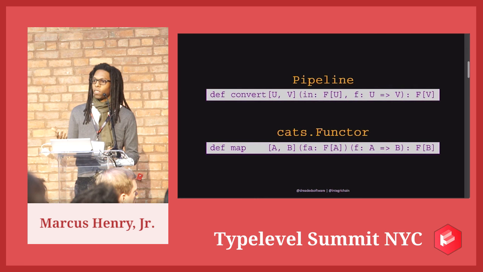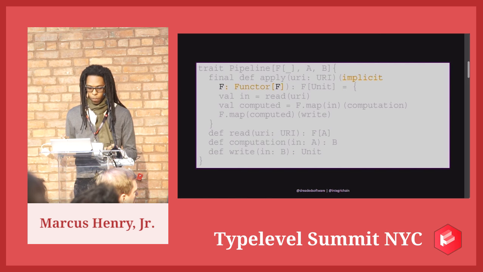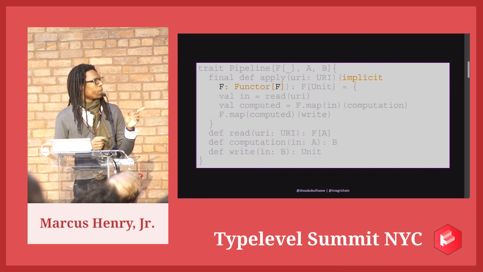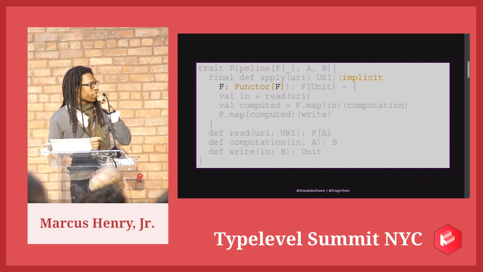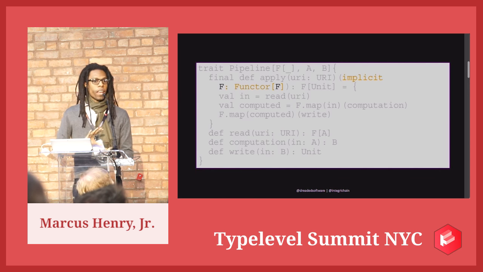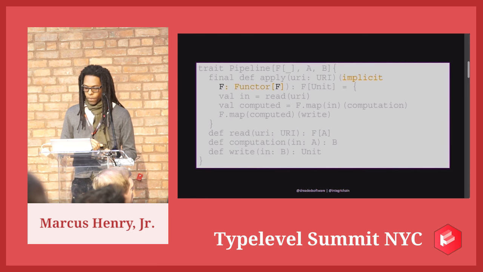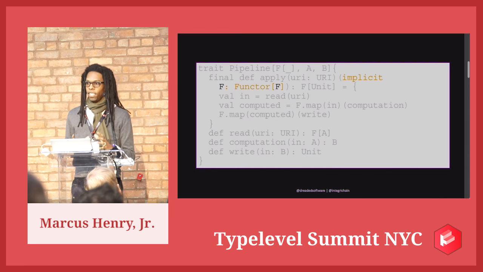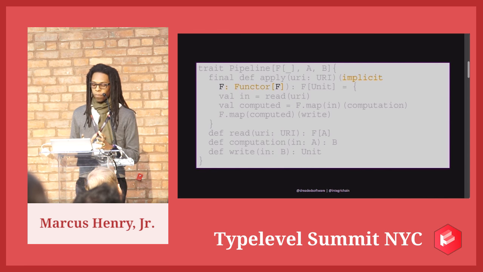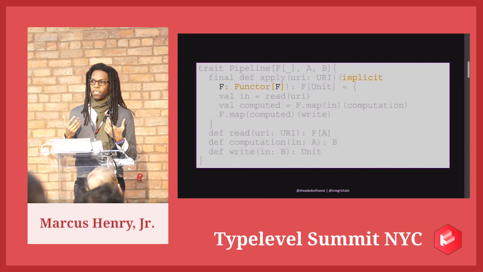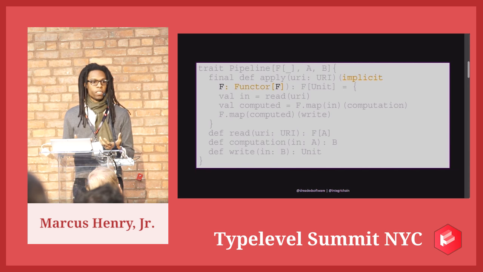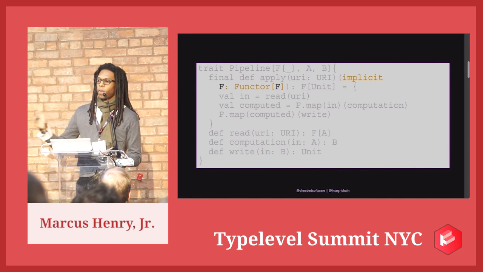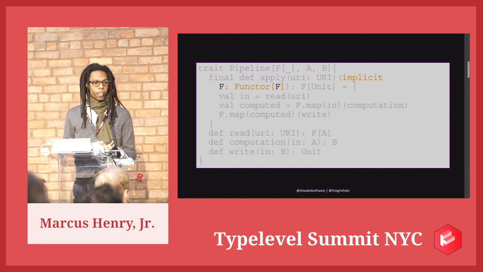So what does this look like inside of our pipeline? This comes in as an implicit parameter. So you have your F, and you have a Functor over your F. Note how we abstracted that. We took an implementation detail of our class and we lifted it outside of the class. So that function convert no longer exists as part of this pipeline. It comes from outside. We've totally removed it from the definition.